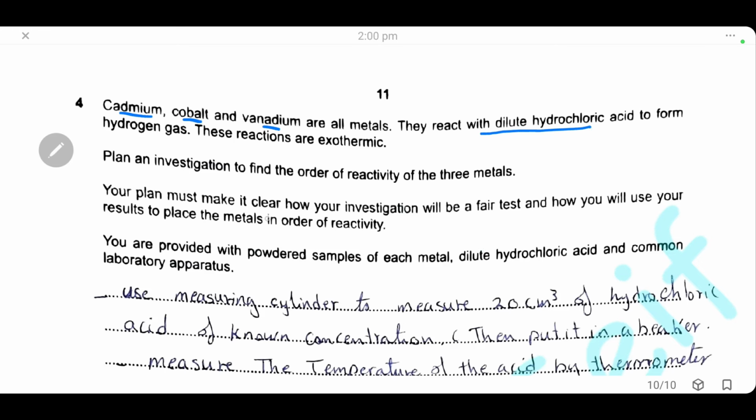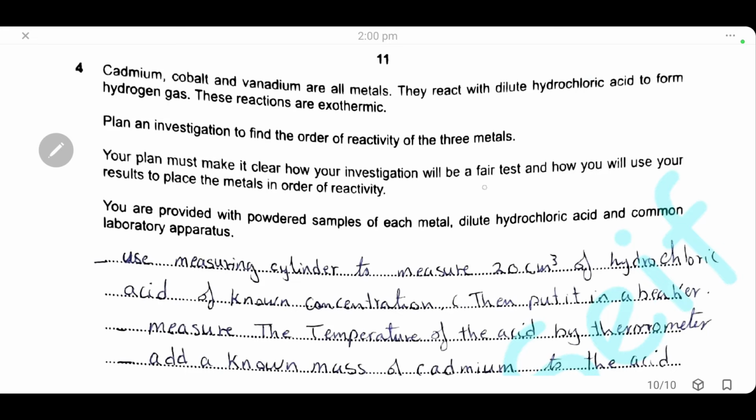Your plan must make it clear how your investigation will be a fair test and how you will use your results to place the metals in order of reactivity. So you have to show your experiment is a fair test and how to show the order of reactivity of these metals. You're provided with a powdered sample of each metal, dilute hydrochloric acid, and all common laboratory apparatus. So as we said before, the condition of a fair test is that you have to keep all the variables constant except the variable which is tested, which is the type of the metal.